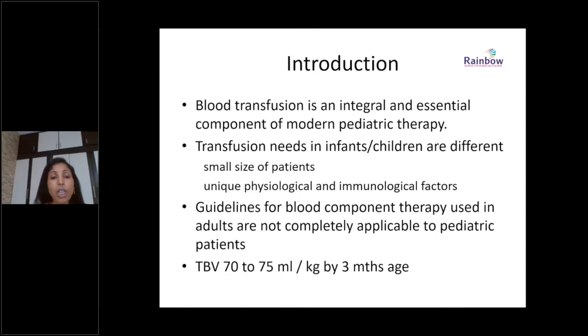One thing I want to first say is that guidelines for blood component therapy are there in most of the textbooks, if you look at neonatology or pediatrics. However, I will say guidelines are there to guide us. As a clinician, we have to apply them to the clinical situation and take a call accordingly. Total body volume, we all know, is 70 to 75 ml per kg. This is very important when we are calculating the rate of the blood transfusion that we are going to use.